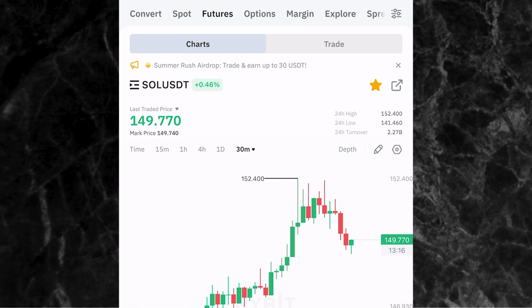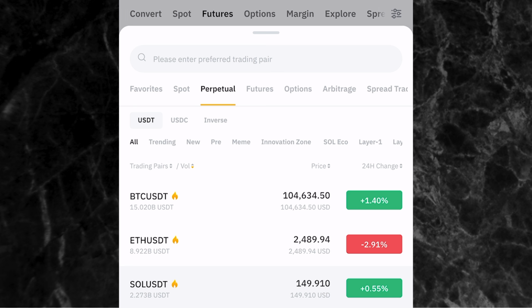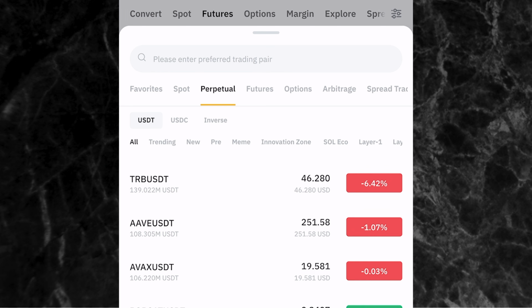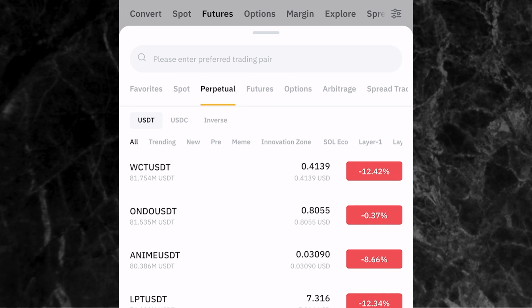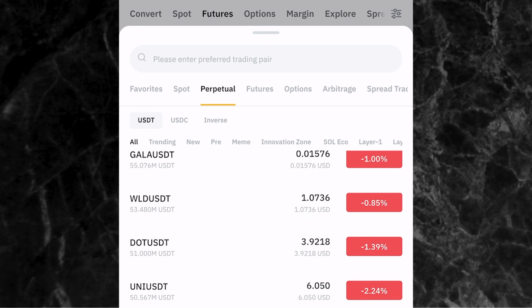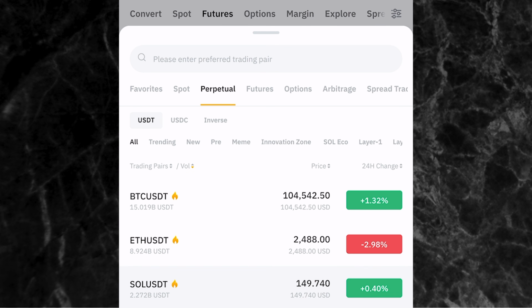Now, as you can see right here on the chart page, the first thing you want to do is to select the coin you want to trade. You can see where you have this Solana USDT, this SOL USDT. Just click on it. Once you click on it, this is where you can select the coin you want to trade. As you can see on the screen, these are different cryptocurrencies that you can trade on the futures trading page on Bybit. There are a lot of cryptocurrencies that you can trade. So let's say, for example, you want to trade BTC USDT. Just click on BTC USDT right there.